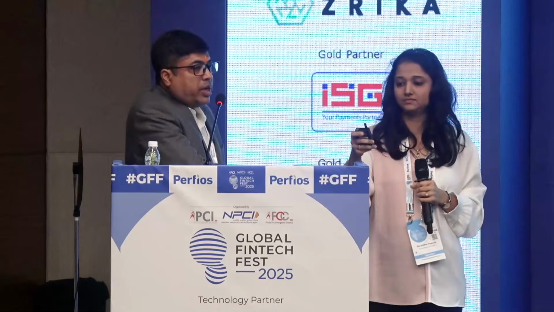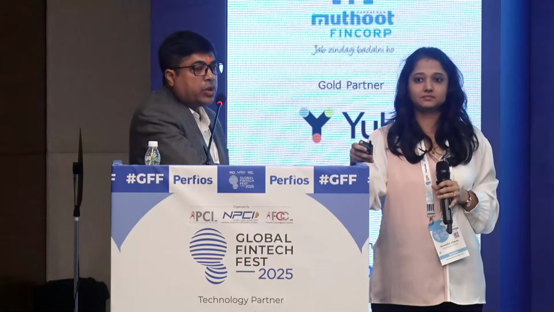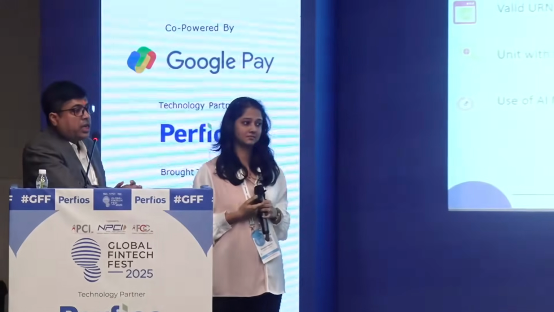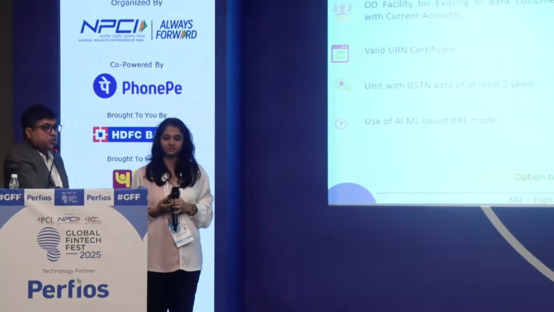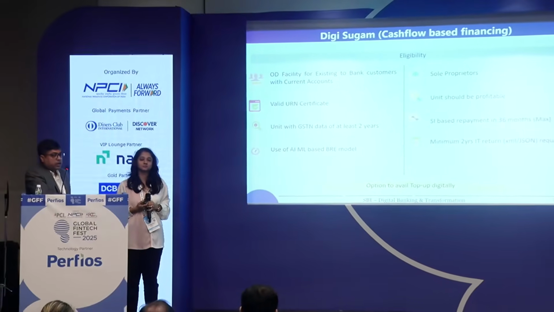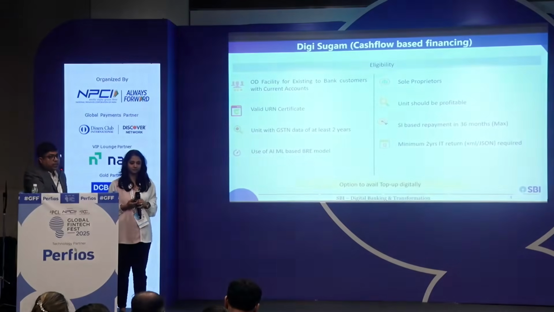The basic facility under this product is an OD, overdraft facility, where the customer can use the account as a transactional account, or it can be fully transferred to their respective current accounts, and from there they can do the transactions. Because we are thinking MSMEs should be the most beneficial customers for this product, we have kept URN as a mandatory part.